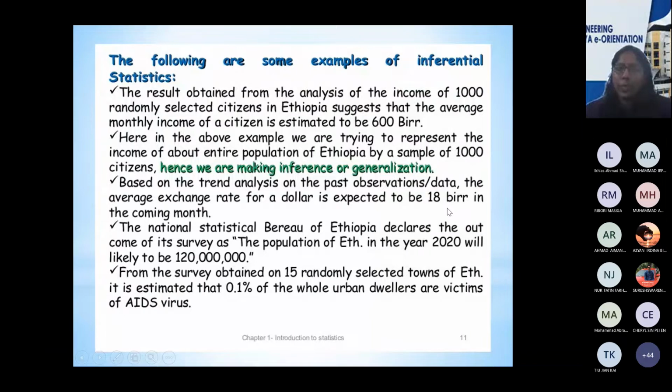Okay. So based on the survey, the population of Ethiopia in 2020 will be this much. So we are declaring an outcome. Okay, so that's how it goes. So when from one piece of information we are generalizing it for a bigger population, for a population, meaning big, then that's inferential.